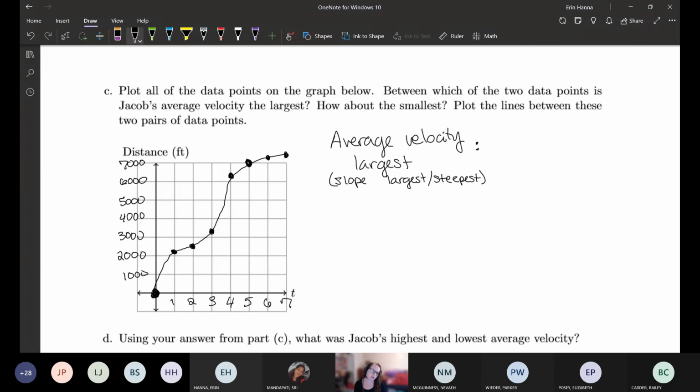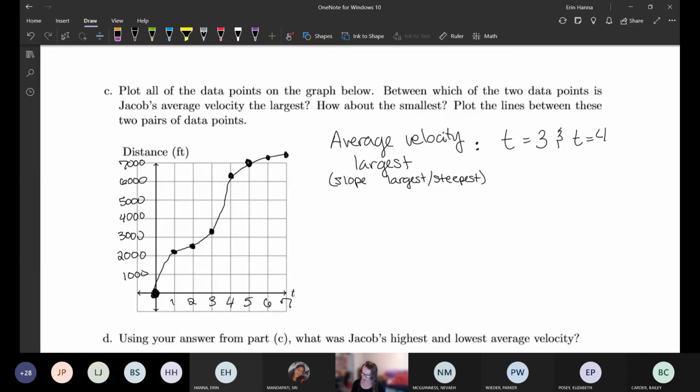So if we take a good educated guess here, the steepest slope between 2 points is probably going to be between 3 and 4, because that's a pretty large jump. There's a pretty decent jump between 0 and 1 as well, but it definitely looks like a bit bigger of a jump between 3 and 4. So we're going to say that the average velocity looks like it's going to be largest between 3 and 4, and it actually is largest there. It's a larger jump from there to there than from there to there, so it will have the steepest slope.